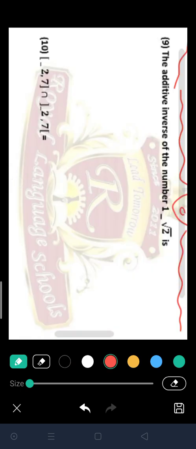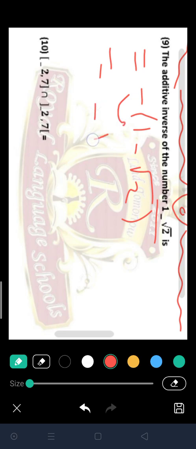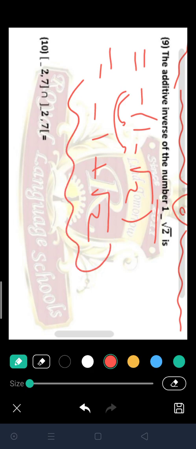Example number 9. The additive inverse of the number 1 minus root 2. We know that the additive inverse is the same number with a different sign. So the result is negative 1 minus root 2, which equals: negative times positive equals negative 1, and negative times negative equals positive root 2. So the result is negative 1 plus root 2.